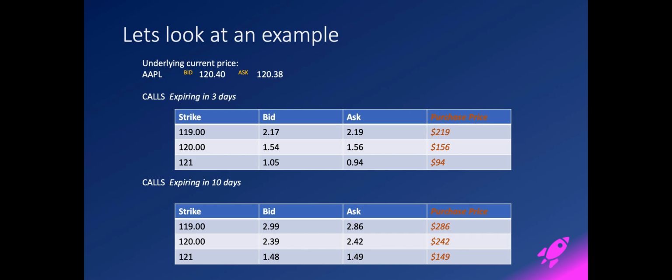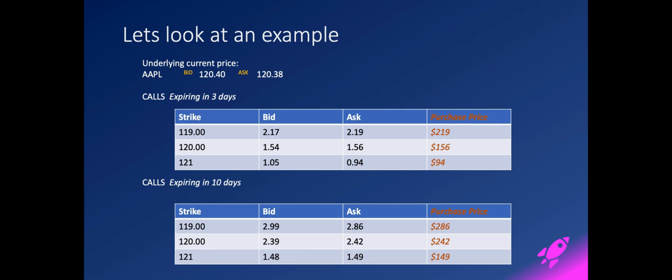So a strike of 119 is trading between $2.17 and $2.19. A strike of 120 is trading between $1.54 and $1.56, and so on and so forth. So that's the premium of the contract if you were to buy a contract with the strike of 119.